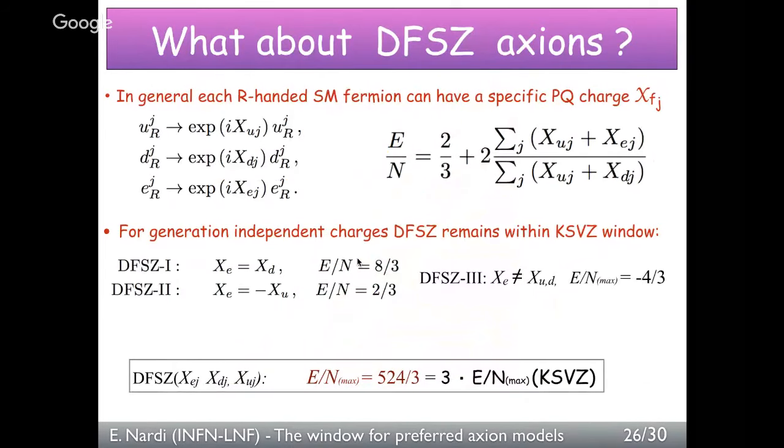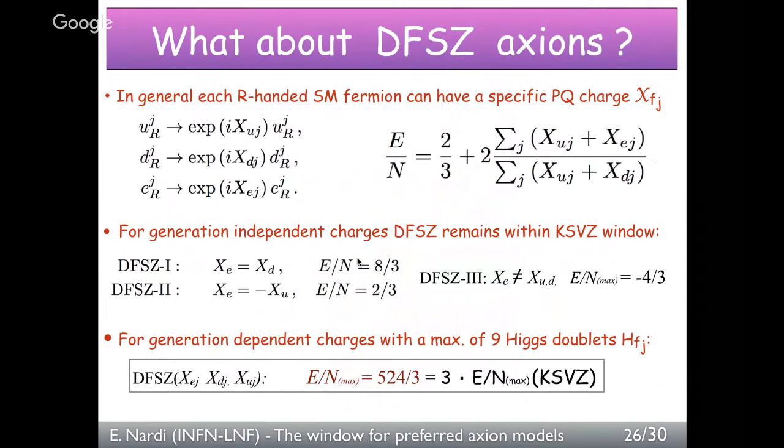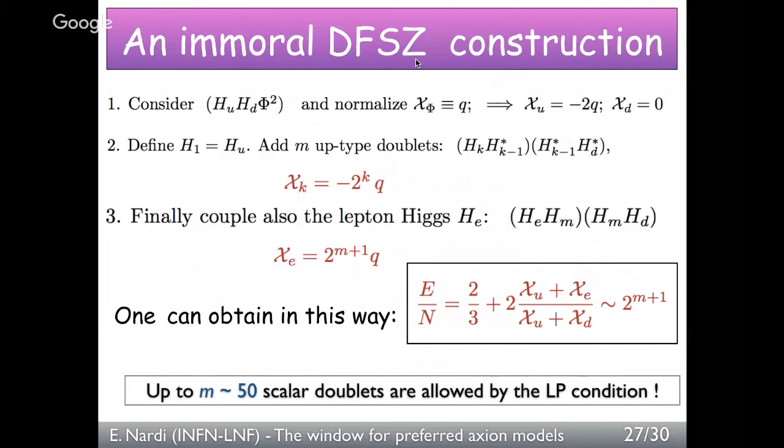There are possibilities to get larger axion-photon couplings for this type of models through a mechanism which is a recent invention, called the clockwork mechanism. Besides the scalars that couple to fermions, you introduce a large number of other singlets that do not couple directly to fermions, just to boost up the Peccei-Quinn charges. I will not go into detail because honestly I don't like it very much, but you can add scalar doublets up to 50 without violating the condition of Landau poles.